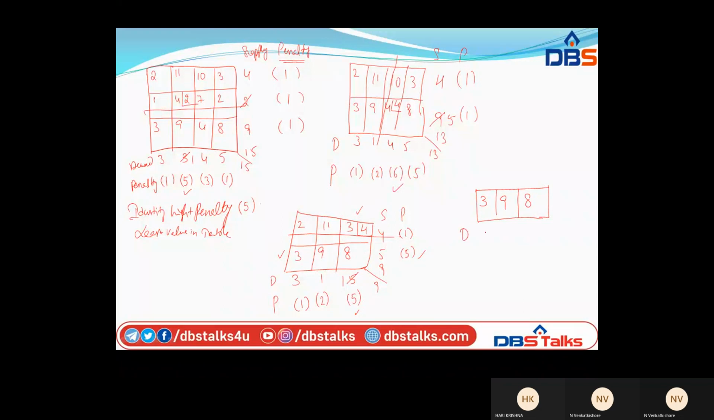Finally, 3 columns. One is 3, 9. That is the demand, 3, 11. What is the supply? 5. So finally 5. What is the penalty? Here there is no penalty. So in this row, what is the least value? 3 is the least value. So apart from this, 3 is the minimum, and we are eliminating this. So 5 minus 3, that is 2.